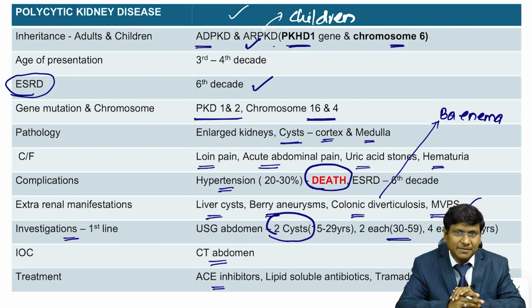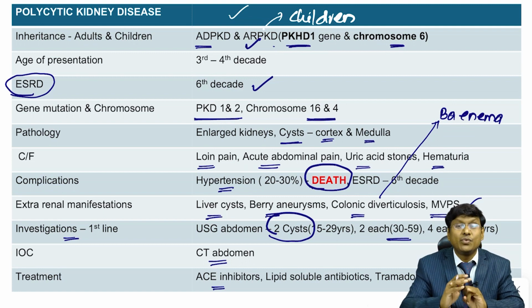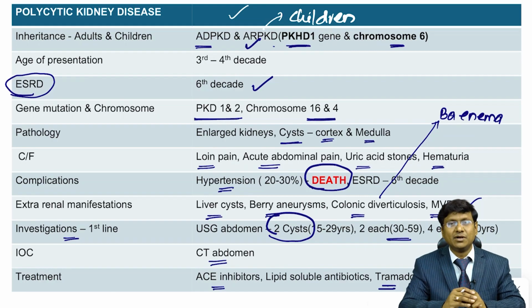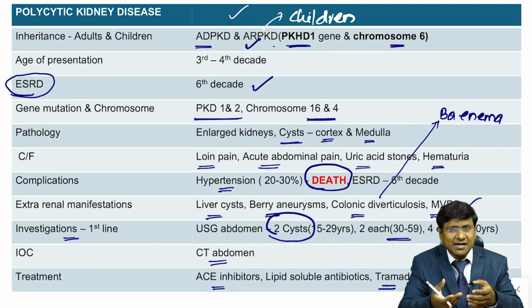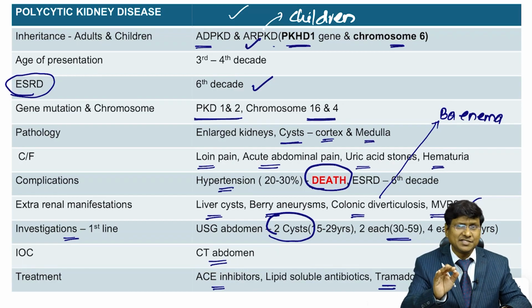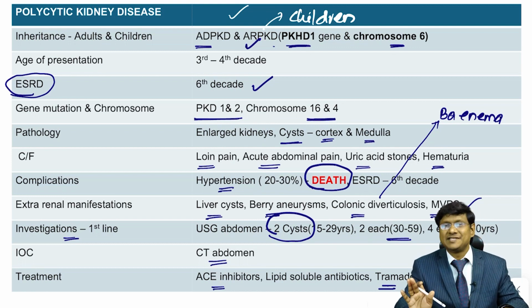And what are these lipid soluble antibiotics? These include quinolones. Quinolones are the lipid soluble antibiotics, right? Then next is tramadol. Tramadol is useful for reducing the pain which has occurred due to the enlargement of the kidney. And followed by that, you need to give sirolimus. What is sirolimus? Sirolimus is the drug which will prevent the progression of the disease in polycystic kidney disease. So this is about your polycystic kidney disease.